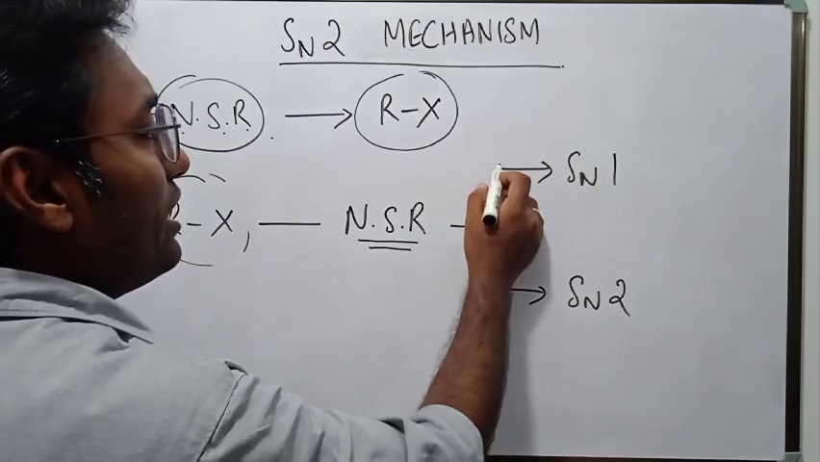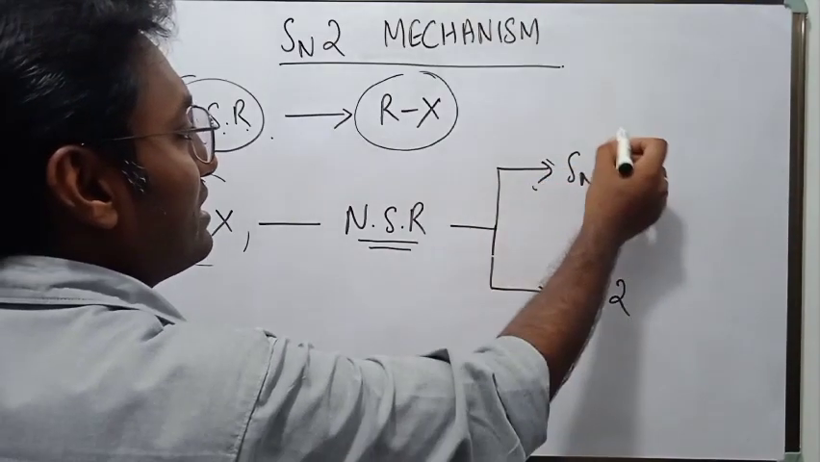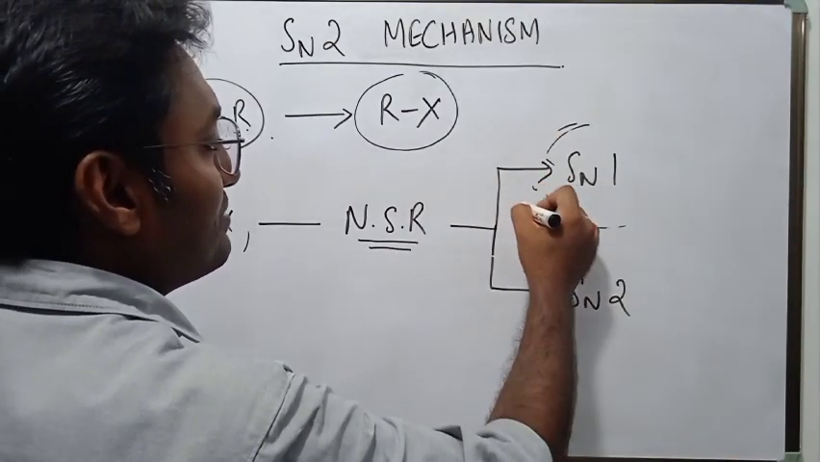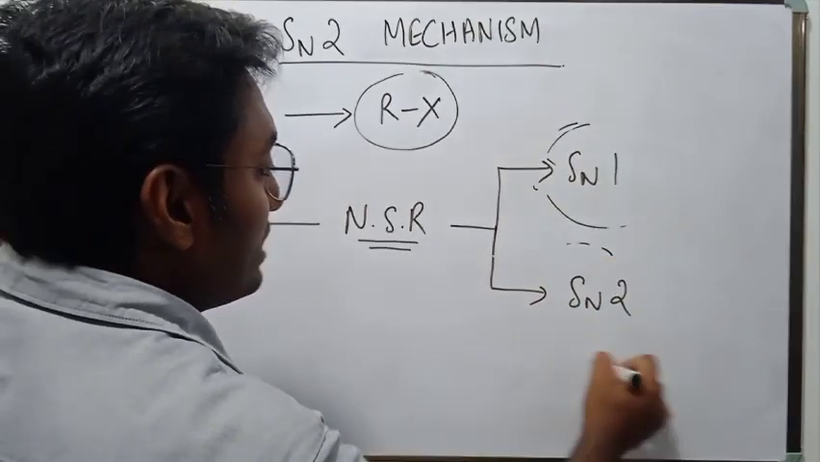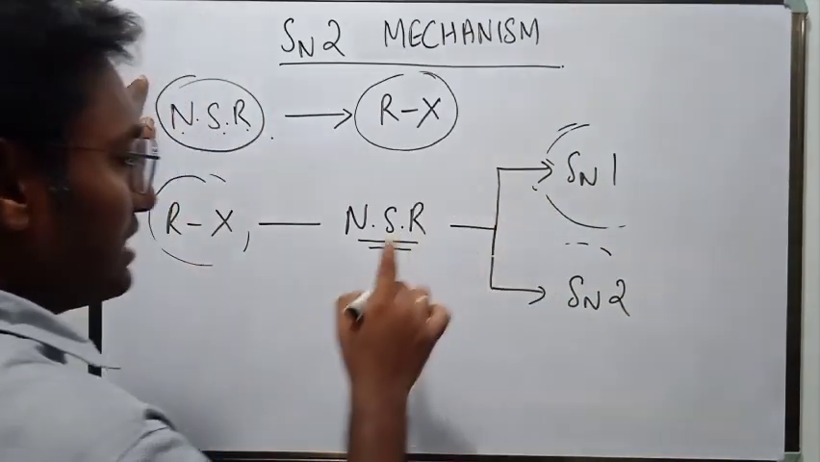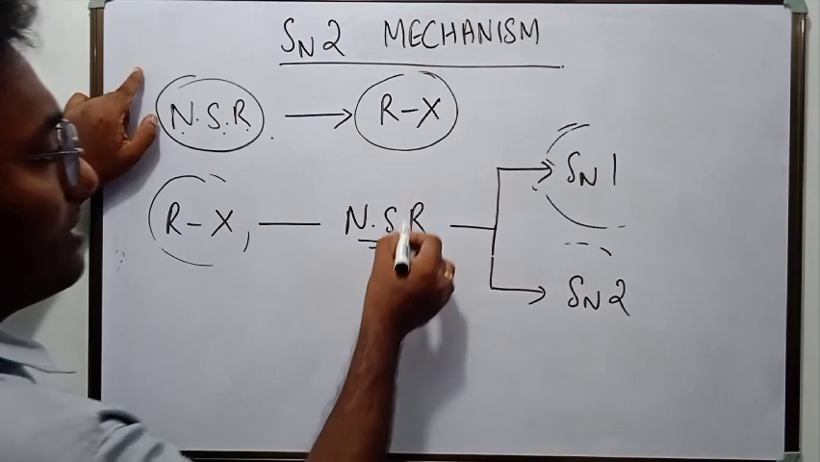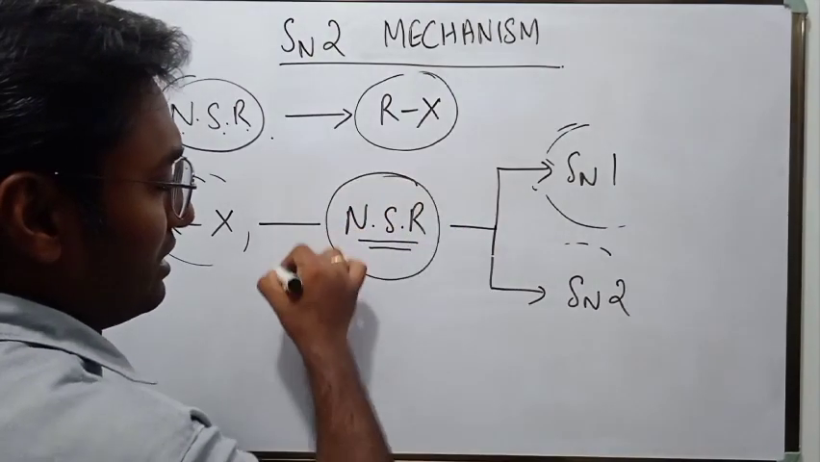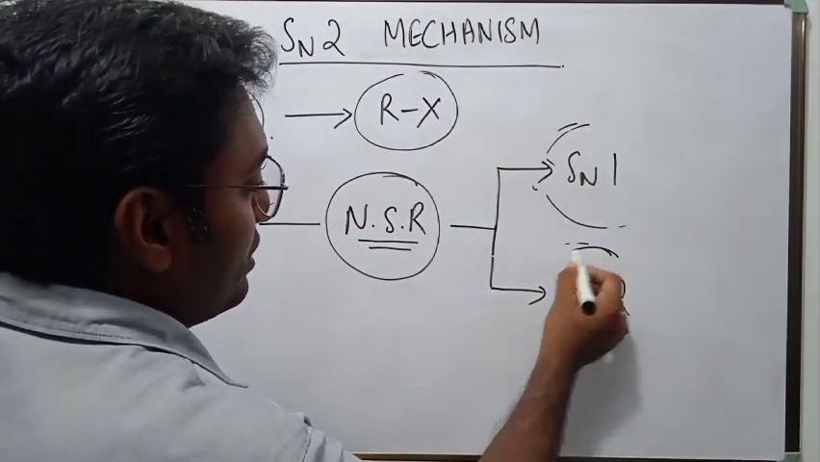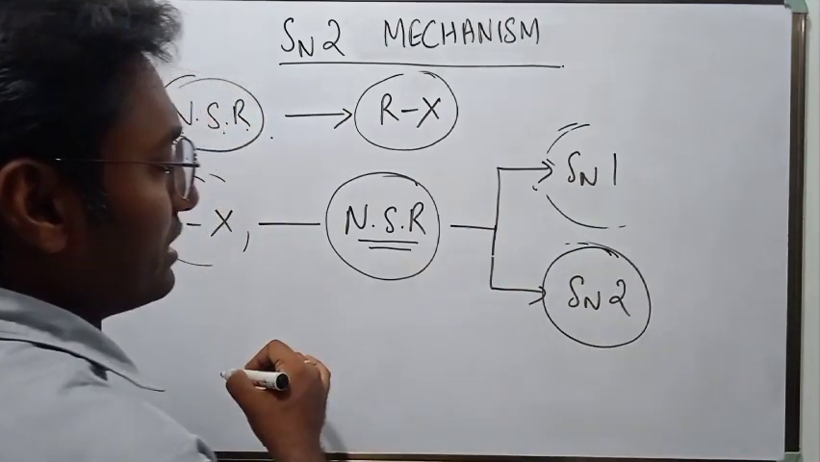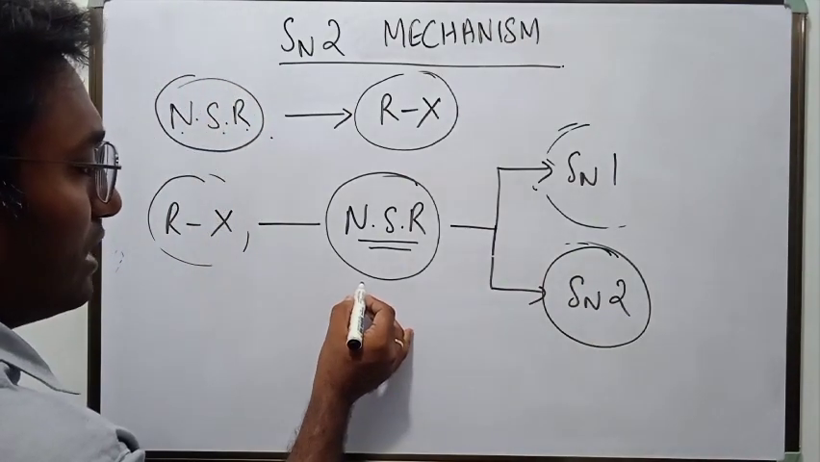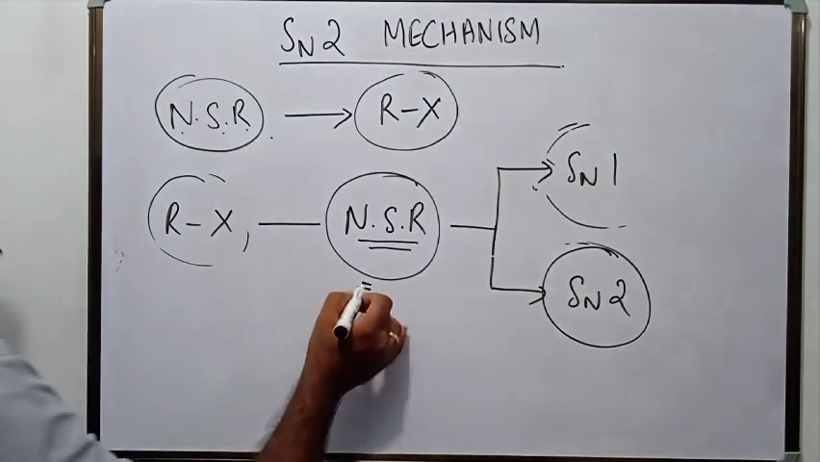can proceed through any of the two mechanisms. Either it can be the SN1 mechanism or it can proceed through the SN2 mechanism. In this class we will study what is nucleophilic substitution reaction, and also we will look into what is SN2 reaction. So let us first discuss nucleophilic substitution reaction.